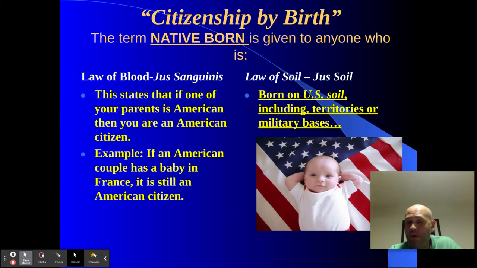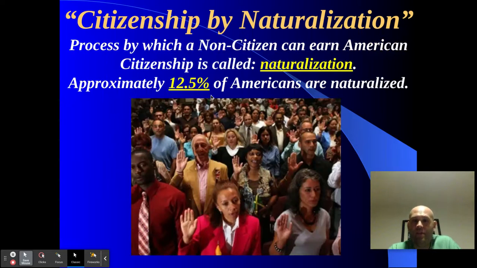So everyone born in Puerto Rico is automatically a citizen because that's U.S. soil, or on military bases. My uncle was born on a military base in Germany. He's still a U.S. citizen, one, because my grandparents were citizens, so law of blood, but also law of soil because that army base was U.S. soil. All right. Naturalization. This number is a little outdated. About 15% of Americans are naturalized, which means they were not born here.